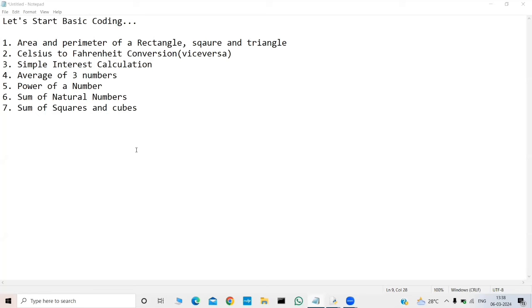In this video, we will write code for simple interest calculation, average of three numbers, power of a number, and then code for sum of natural numbers, sum of squares, and sum of cubes. Okay, then let's quickly start the basic coding. Simple interest calculation.